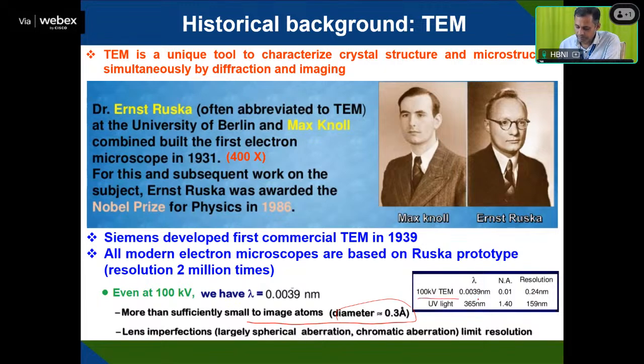At 100 keV, your resolution is 0.24 nanometer. With UV light, say 365 nm UV light, your resolution is 159 nanometer. See how advanced the transmission electron microscope is in getting better resolution. And nowadays microscopes are coming with imperfection-free lenses, with spherical aberration and chromatic aberration corrected, to overcome the lens imperfection limitation. And Knoll and Ruska got the Nobel Prize in 1986 for the discovery of the transmission electron microscope.